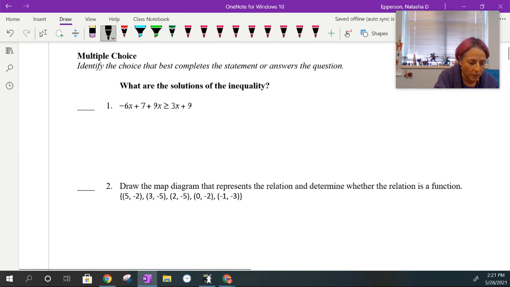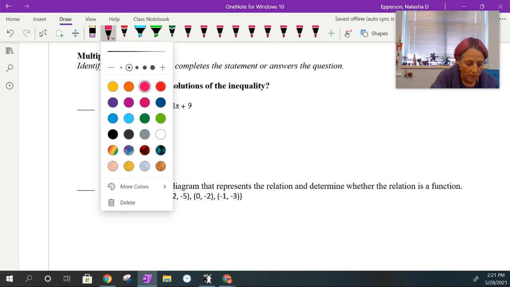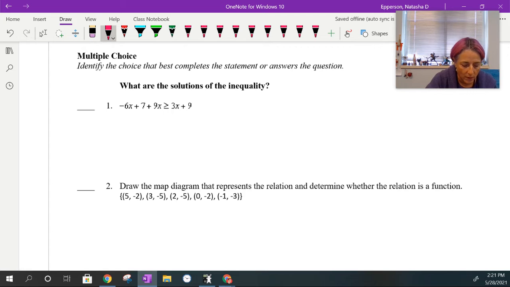All right, so I'm going to work through a bunch of these questions for the final exam. So the first question says, what are the solutions of the inequality? All we're doing here is solving for x. That's all we're doing. When they're asking for what are the solutions, we're looking for the value of x.